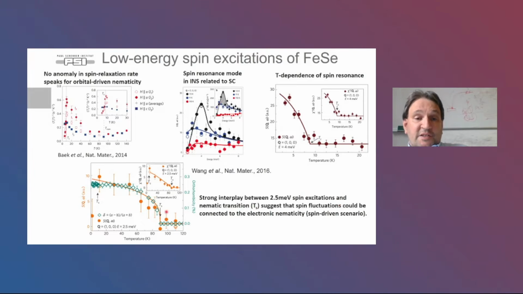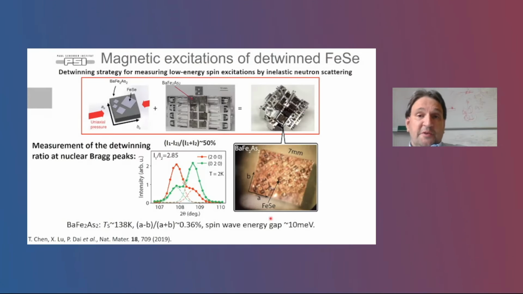That means this neutron study and the comparison to the orthorhombic phase transition show that spin excitations could be directly connected to electronic nematicity, which again would speak for a spin-driven scenario. Then the inelastic neutron scattering community was studying even detwinned iron selenide. They just show here the strategy for how to do that.